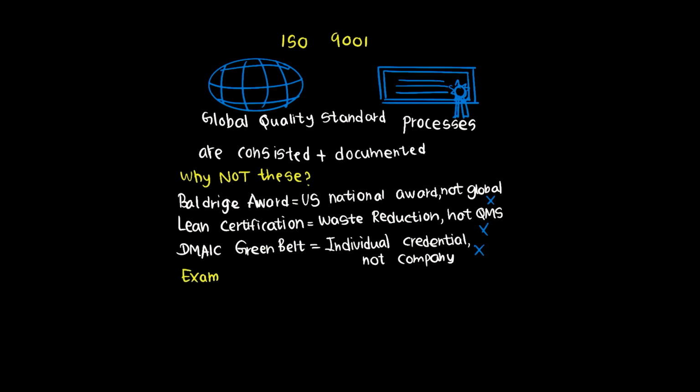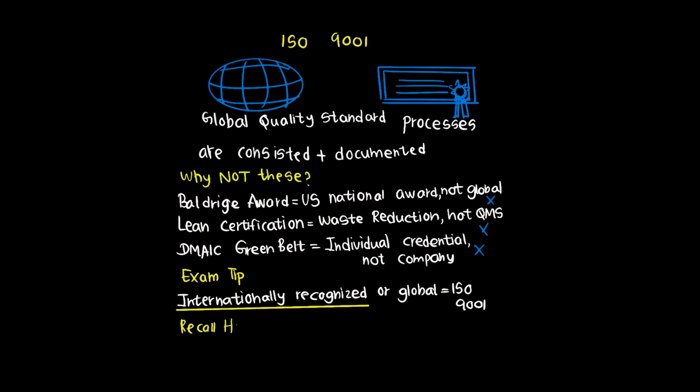Here's a WGU C215 OA exam tip for you. When the question says internationally recognized, global certification, or quality management system standard, the answer is ISO 9001 every time. Quick recall hook. ISO equals international standards for organizations.